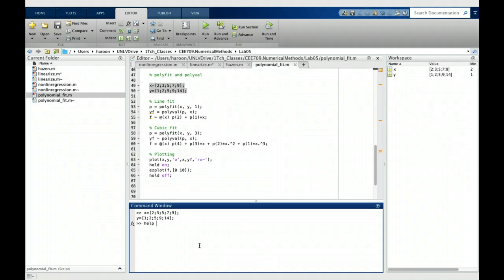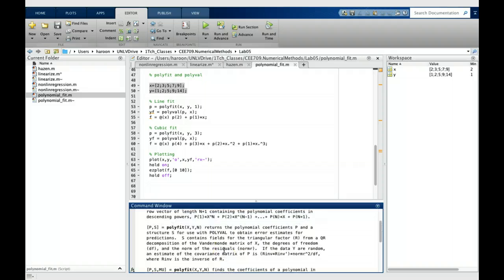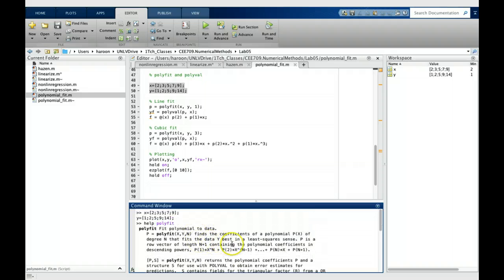what I can do is, first of all, go ahead and look at the help of polyfit and read briefly that it fits a polynomial to data, and then read this description where x and y are the observations and n is the order of the polynomial. So if n is equal to 1, that means it's a line fit. If n is equal to 2, it's a quadratic fit. And in this case, you can have any arbitrary value of n.